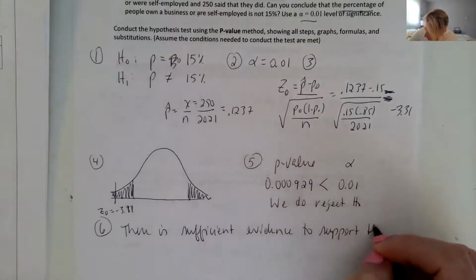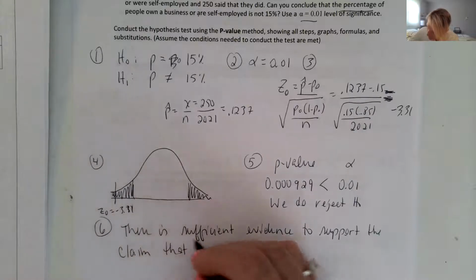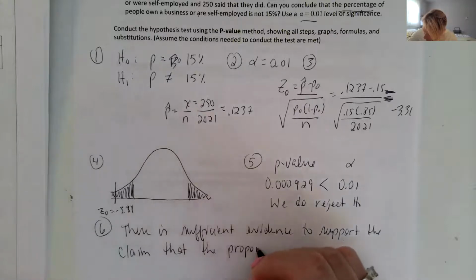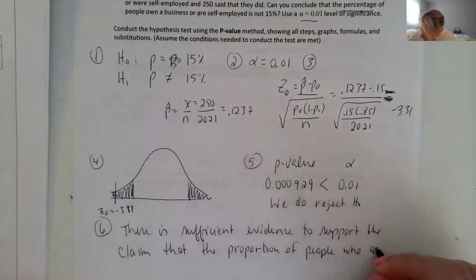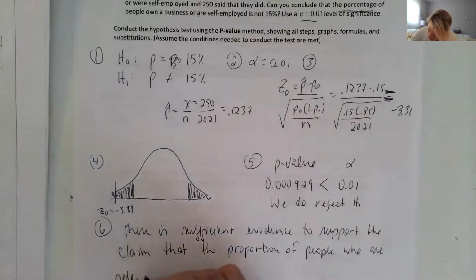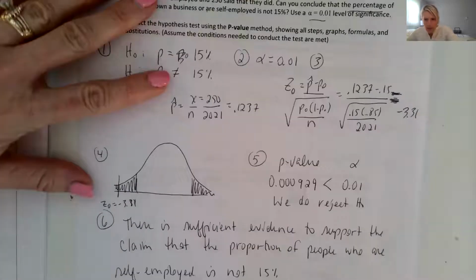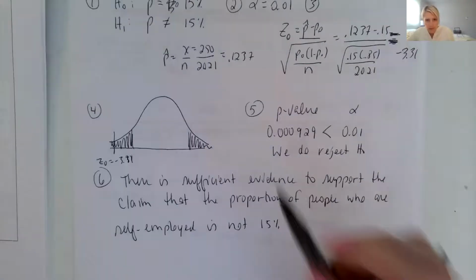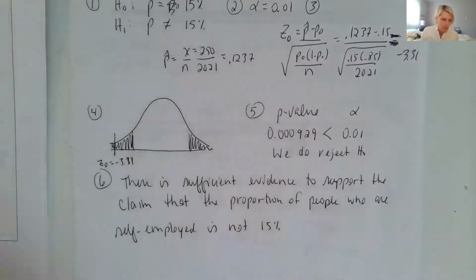to support the claim that the percentage or proportion of people who are self-employed is not 15%. So we don't know what it is. We can't say it's the 12.37% from our sample, but we just have enough evidence to say that it's not the 15%. We do have that.